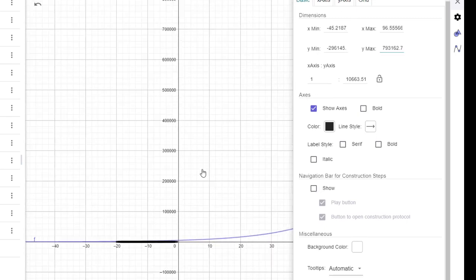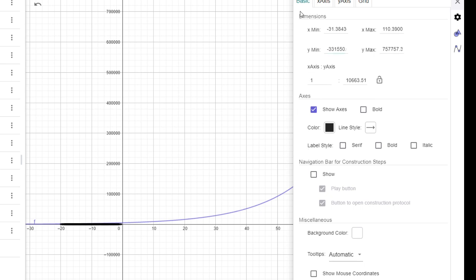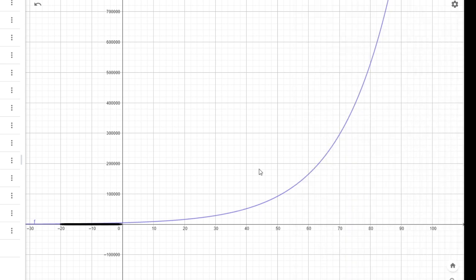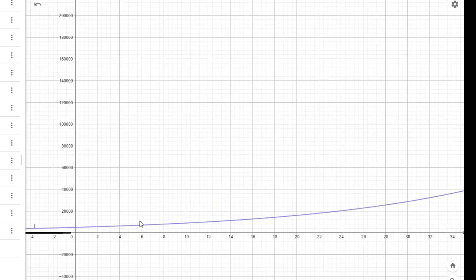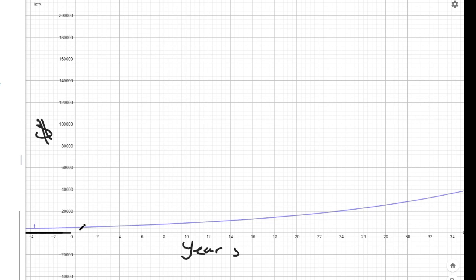All right, so the equation looks something like this. All right, so this is the equation, and we can zoom in. Remember when we first started, as soon as you started, you had $5,000. All right, as time progresses, the x-axis is the years axis, and the y-axis is the amount you have. So first year, 5,000, and so on.